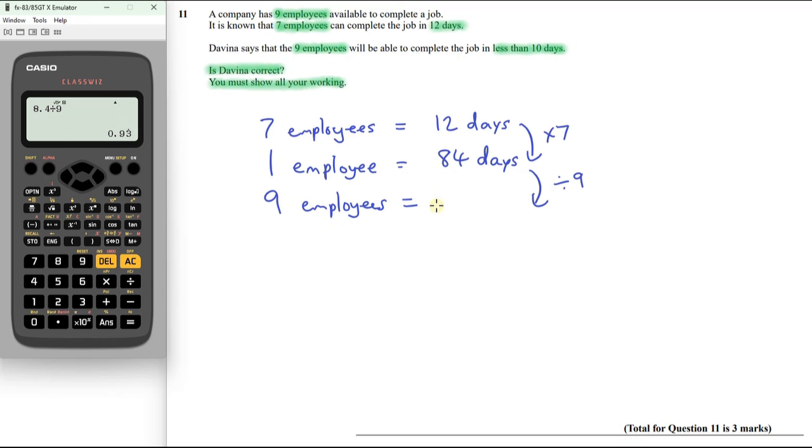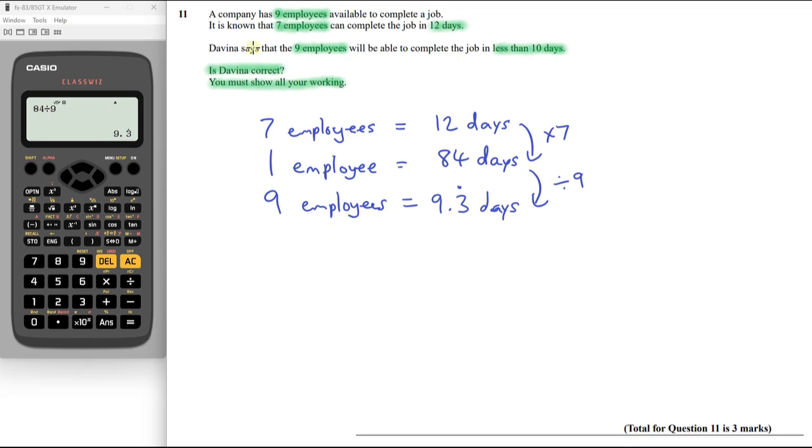Sorry, what have I done? I didn't mean 8.4, I meant 84. I thought that looked a bit strange. 84 divided by 9, that's better. So 9.3 recurring days. That's how long it will take 9 employees.